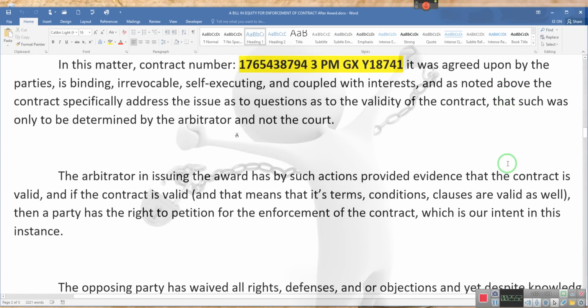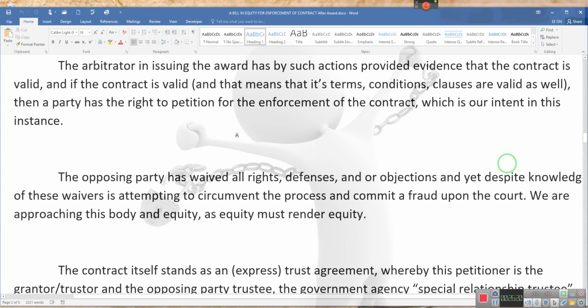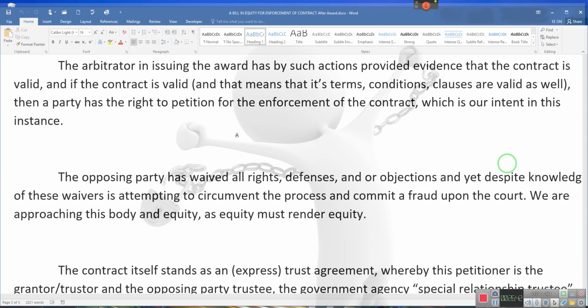In this matter, contract number, it was agreed upon by the parties, is binding, irrevocable, self-executing, and coupled with interest. And as noted above, the contract specifically addresses the questions as to the validity of the contract, that such was only to be determined by the arbitrator, not the court. The arbitrator, in issuing the award, has by such actions provided evidence that the contract is valid, because the arbitrator can only determine the validity of the contract. Well, if they issue an award, they are documenting that the contract is valid. And if the contract is valid, and that means that its terms, conditions, and clauses are valid as well, then a party has a right to petition for the enforcement of the contract. That's right. We have the right to have the contract enforced, which is our intent in this instance.